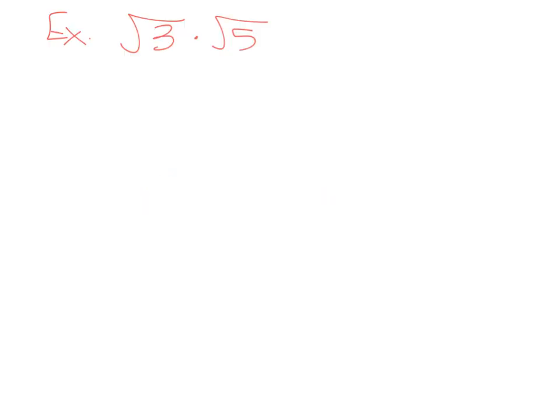All right, in the example, the square root of 3 times the square root of 5, I'm going to multiply them together. So I would have 3 times 5, which is 15. And then if I could simplify, I would simplify. But on here, I can't, so I'm done.